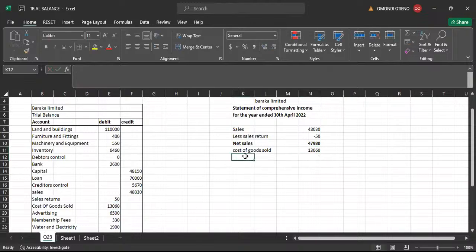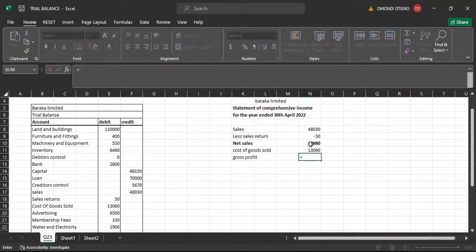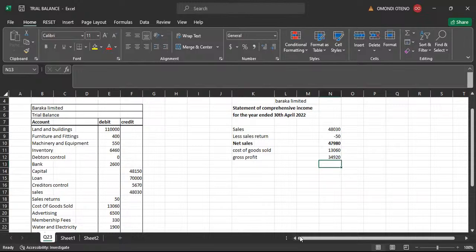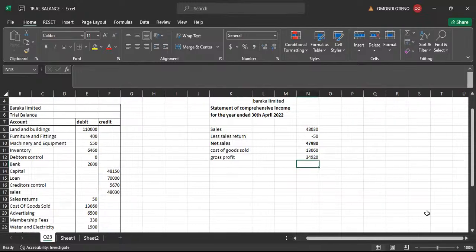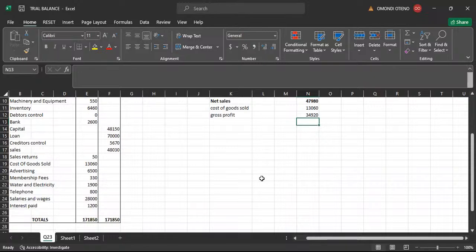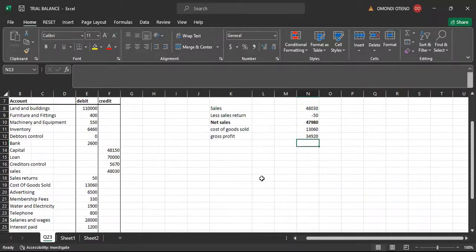So our gross profit is equivalent to net sales minus cost of goods sold. That is the gross profit. I don't want to proceed beyond that point before I confirm that we are together. Just confirm to me that all of us are having 34,920 as their gross profit. That is what I want you to confirm to me, that all of us are having 34,920 as their gross profit.